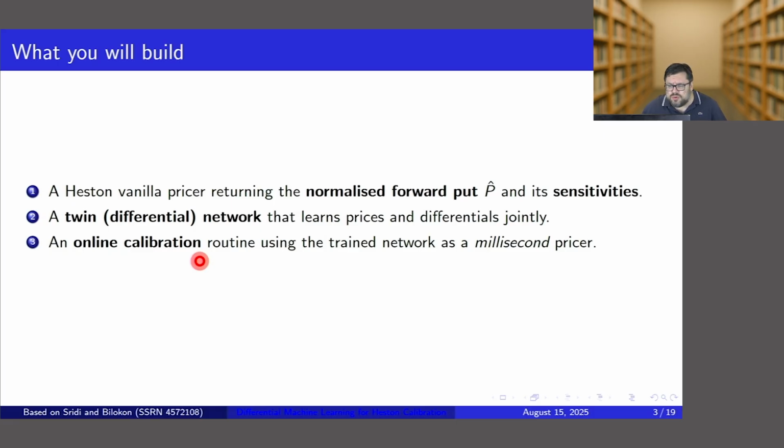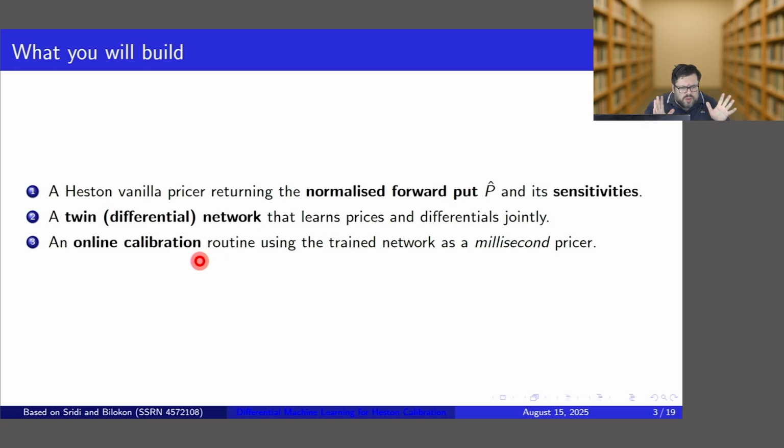And by the end of the talk, you'll have a clear plan for three deliverables: a Heston pricer that returns normalized forward put price and sensitivities, a twin neural network that learns values and gradients, and an online calibration routine that treats the network as a millisecond surrogate. And I'll show you some code skeletons. I'll talk about training defaults and pitfalls to avoid.